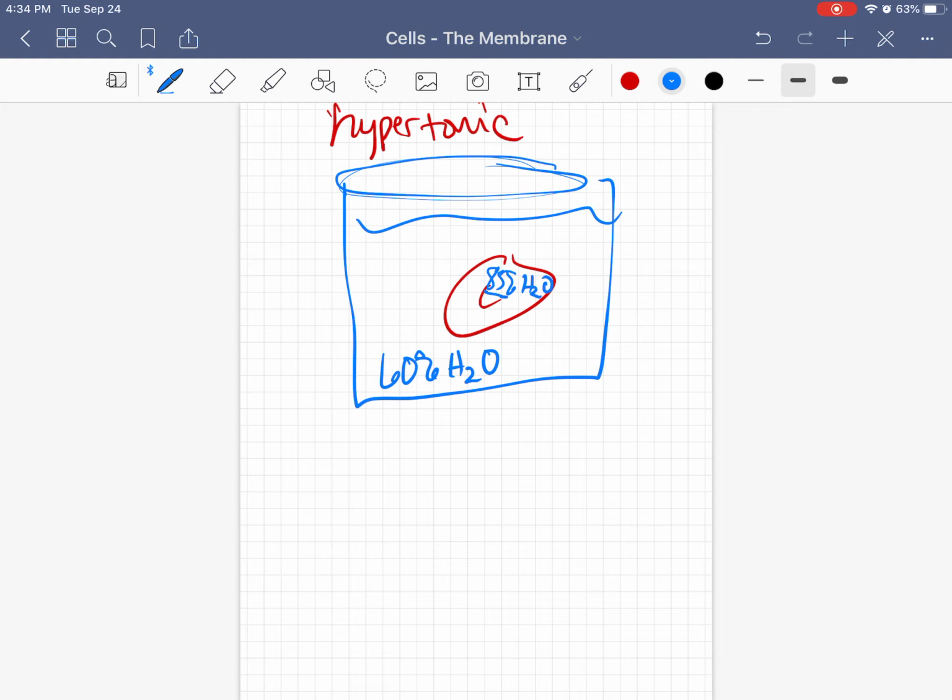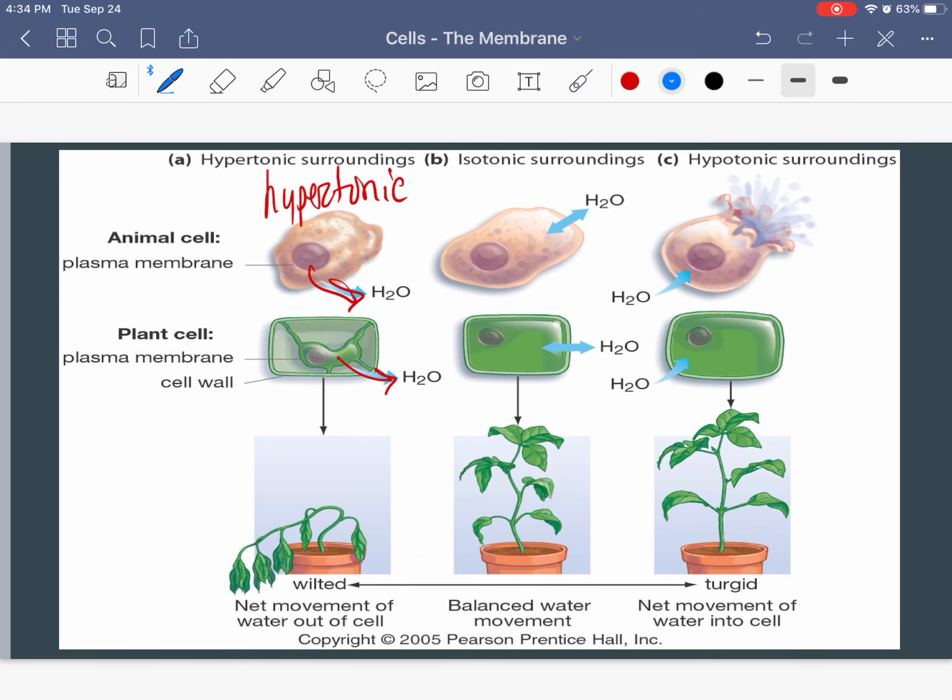And the cell has, let's say, 85% H2O. There's a higher concentration of water inside the cell, so it wants to leave, and it's going to shrivel up. If you poke a hole in that water balloon, water is going to leave, and the water balloon is going to shrivel up. That's what happens in a hypertonic situation.